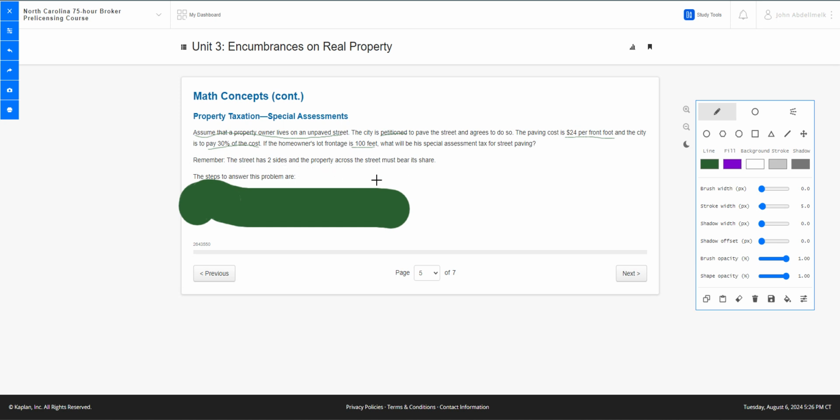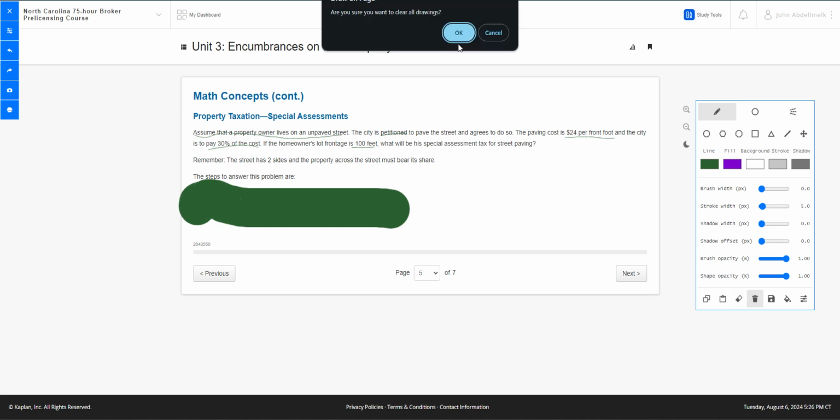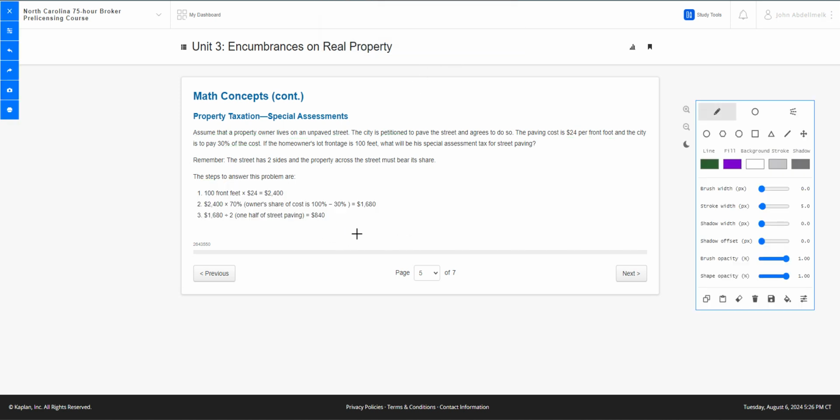The street has two sides on the property. Wait, I'm confused. Is there a next step? 840? Wait, what? Oh, no, no, no. Okay, hold on. I just realized we're not doing that because he's the one being taxed. Sorry, I thought we were going to determine how much the city was going to pay.